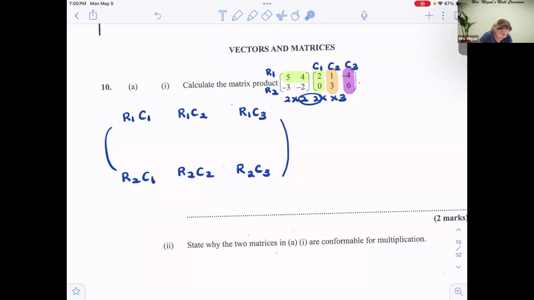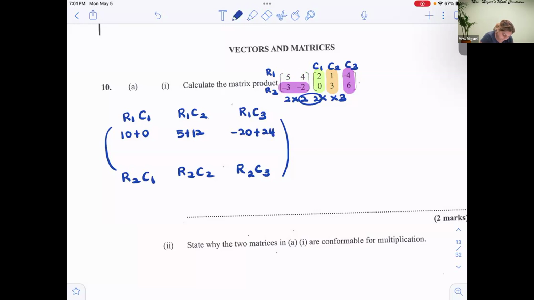So 5, first element with first element, second element with second element. So 5 by 2 is 10 plus 0. Then 5 by 1, 4 by 3. So that is 5 plus 12. Then 5 by negative 4, 4 by 6. So that is negative 20 plus 24. All right. So we have the second one now, the second row.